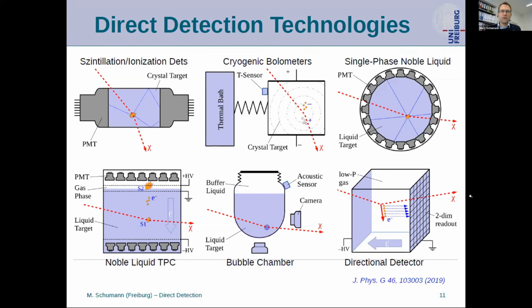There are several technologies out there. DAMA is basically this kind of principle: you have a sodium iodide crystal read out by PMTs. You can replace that principle by putting an ionization detector here, for example a germanium detector. Then you would have a crystal target and read out ionization and not light, but it's the same principle. Then you have more complex detector concepts, which I will briefly sketch in the following.